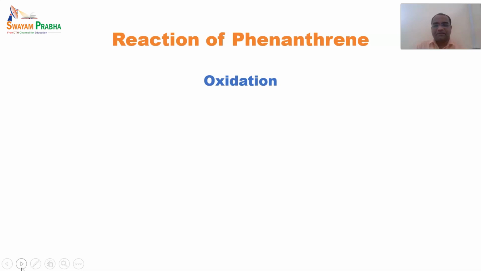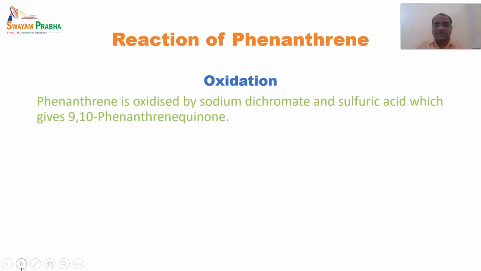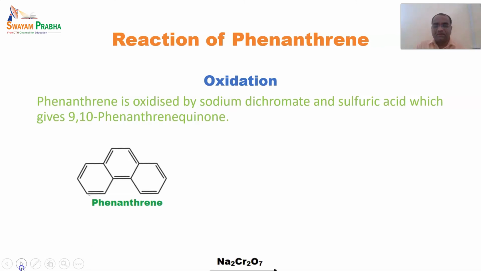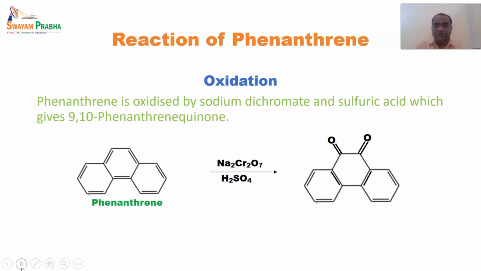Reaction of phenanthrene, that is oxidation. Phenanthrene is oxidized by sodium dichromate and sulfuric acid, which gives 9,10-phenanthrequinone. Sodium dichromate and sulfuric acid, and again the 9th and 10th position has been oxidized, giving phenanthrequinone at the 9th and 10th position.